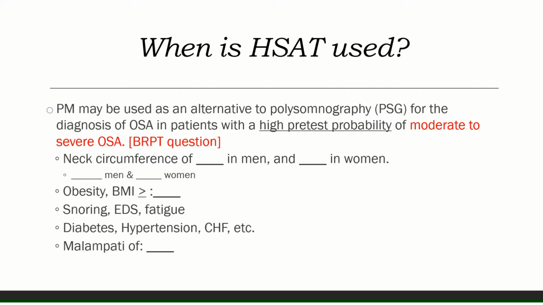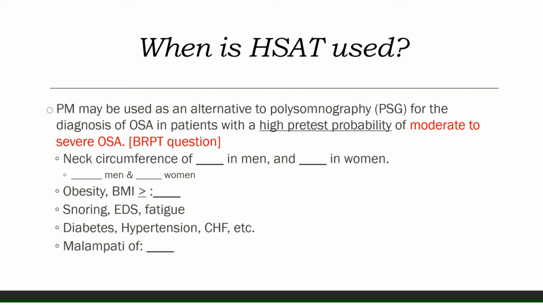And this is how we do this. So we have a certain neck circumference in men and a certain neck circumference in women. I'm not saying it right now because you should know it, so I'm just going to give you a moment to fill in the numbers, and then I'm going to review the numbers.